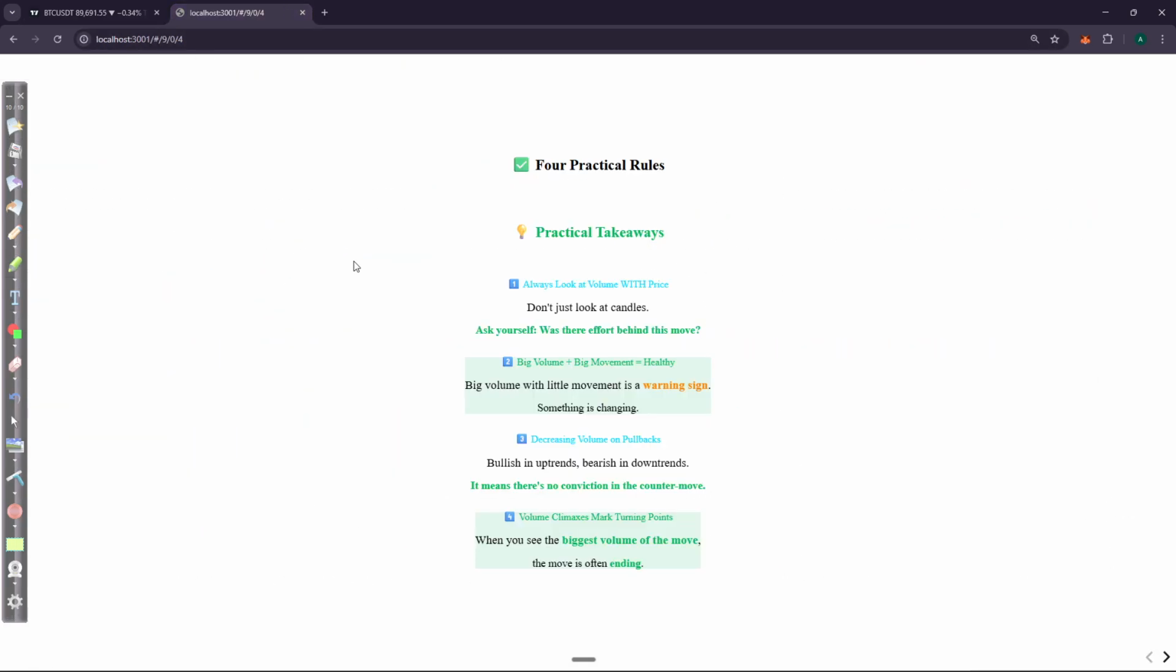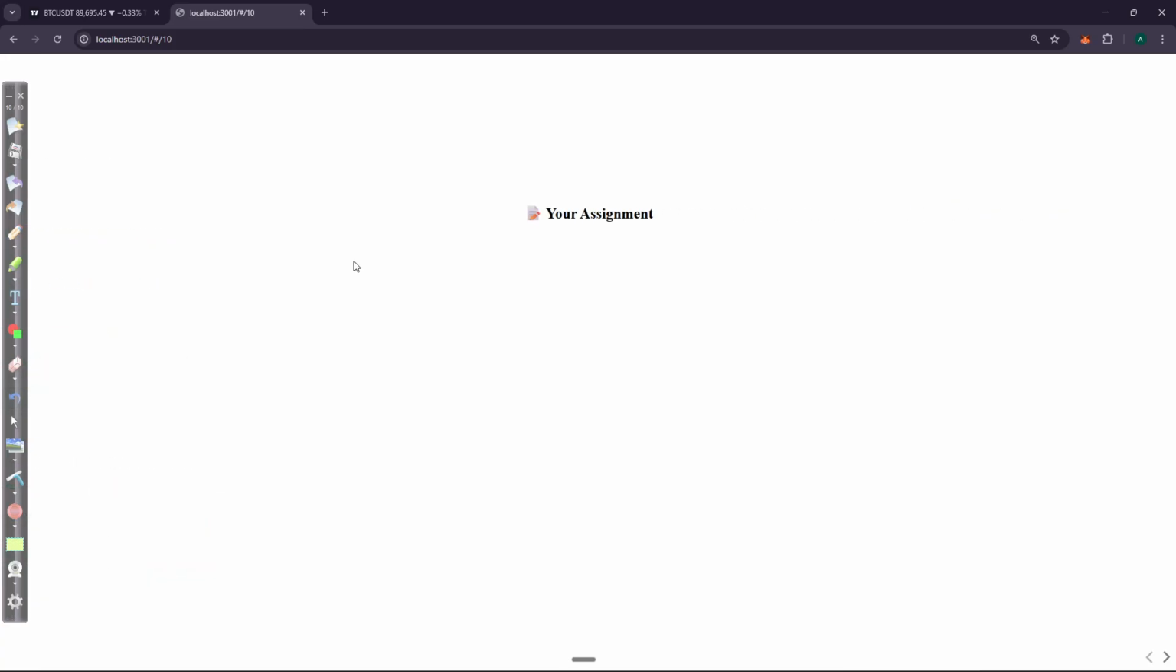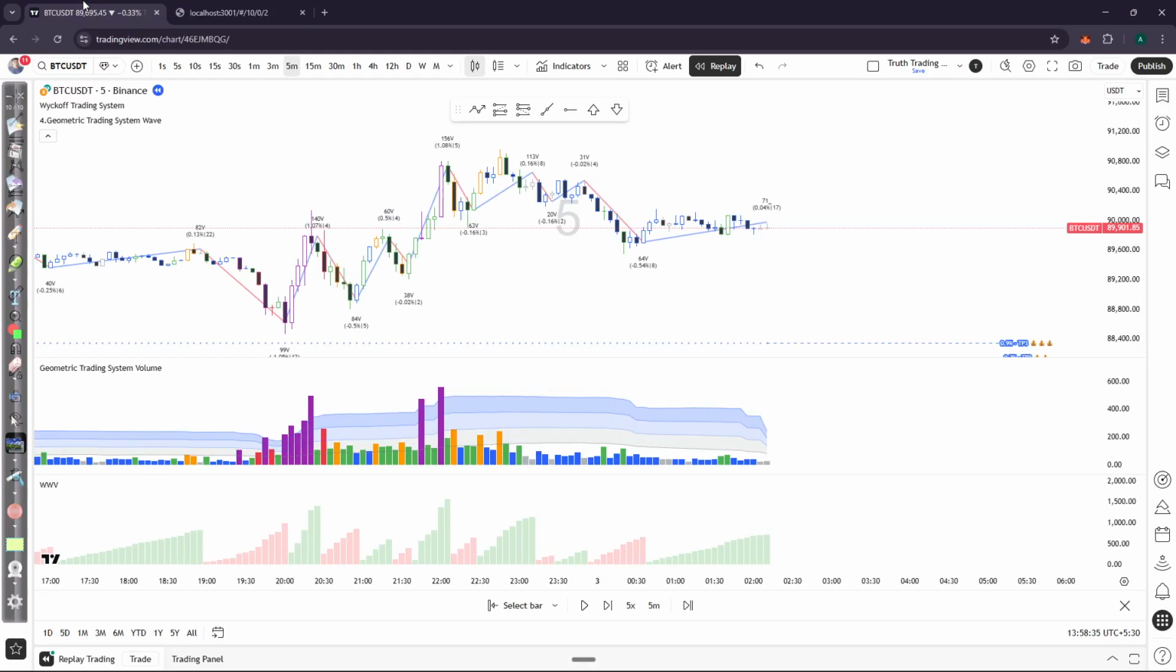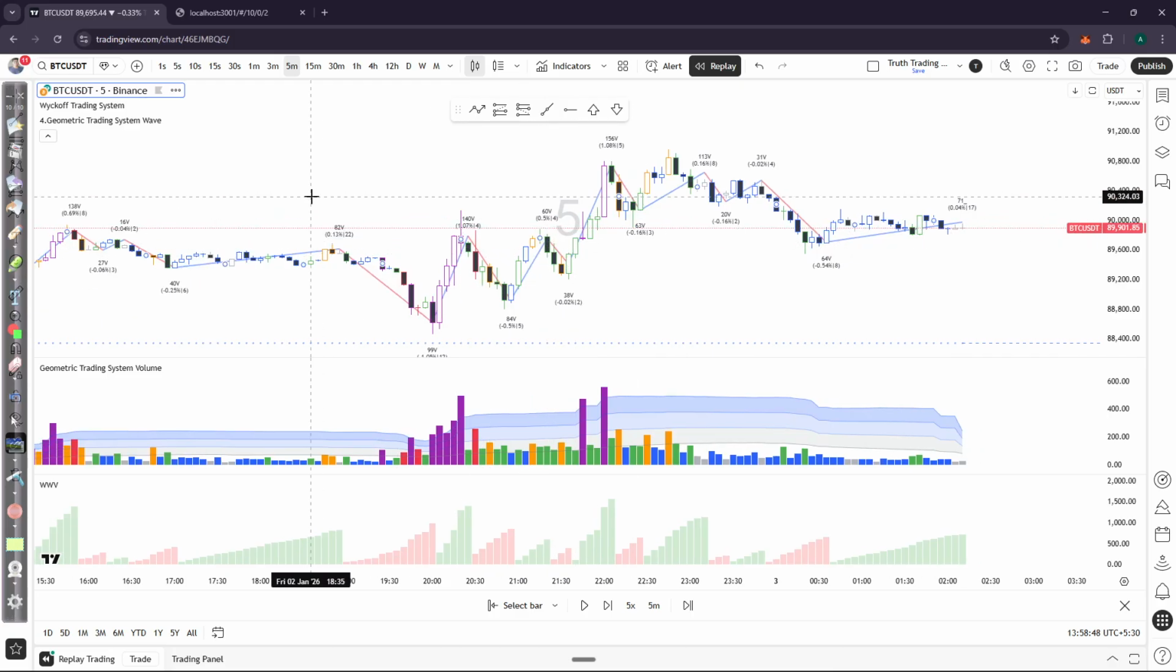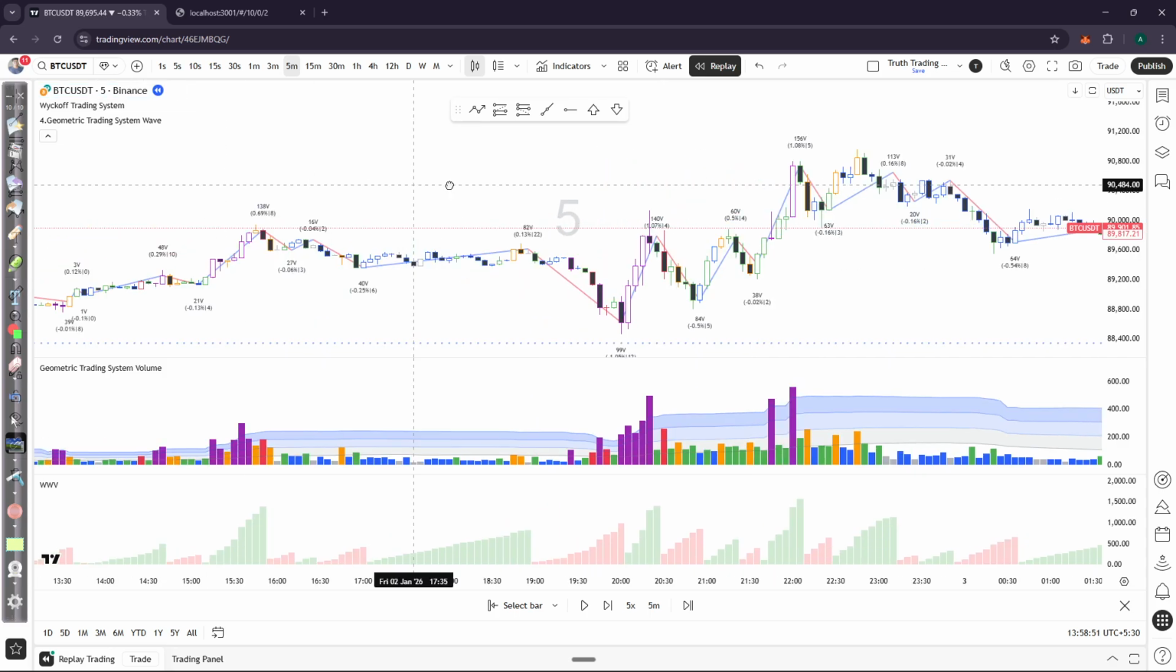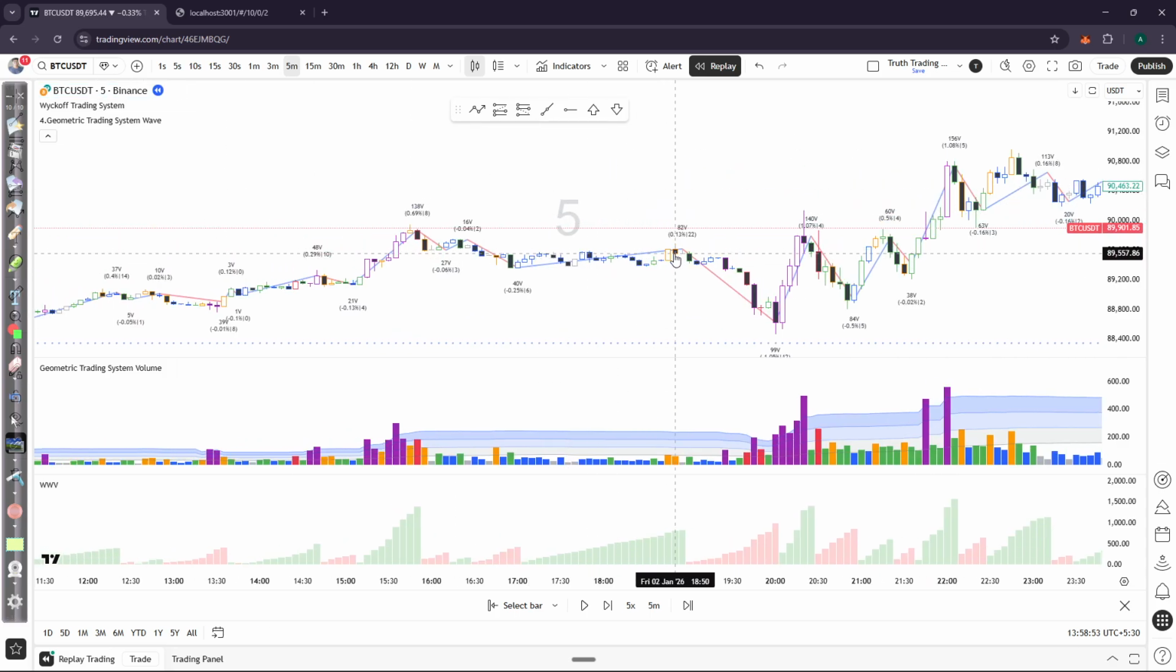So your assignment for this lecture is to go to TradingView. Make sure your volume indicator is visible at the bottom of your chart. Now find these three things. First, find an example of high volume with a big price move. This is effort matching result, right? Second, find an example of high volume with a small price move. You see this, high volume with a small price move, right?